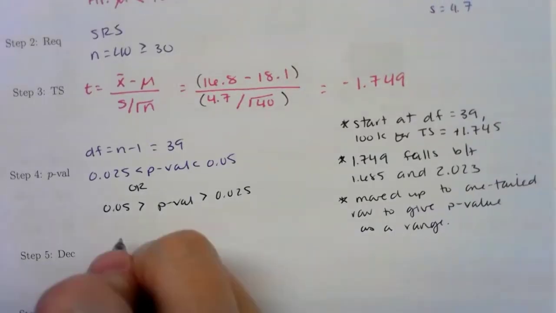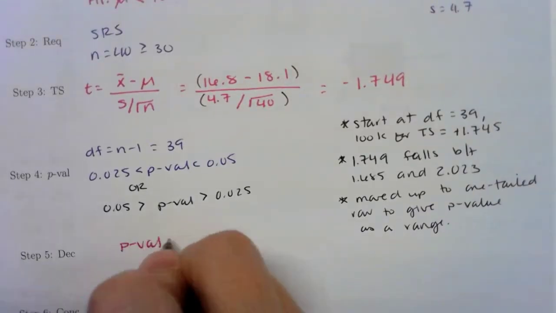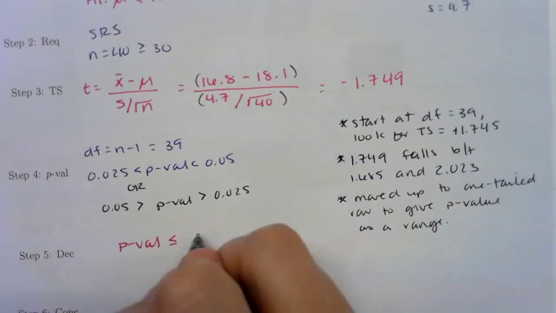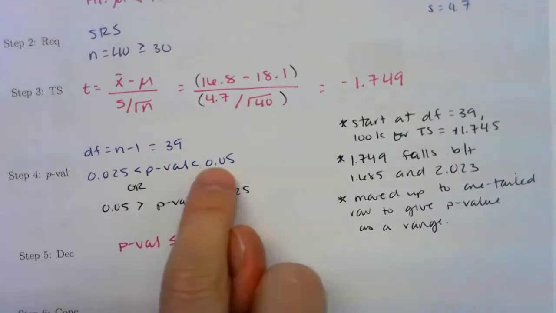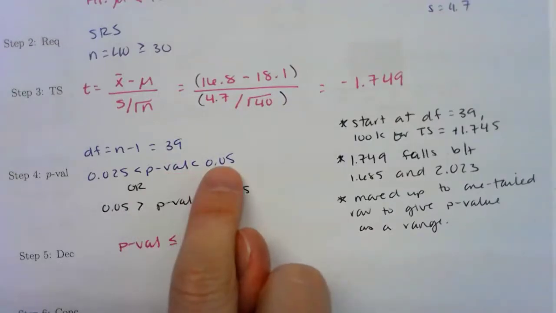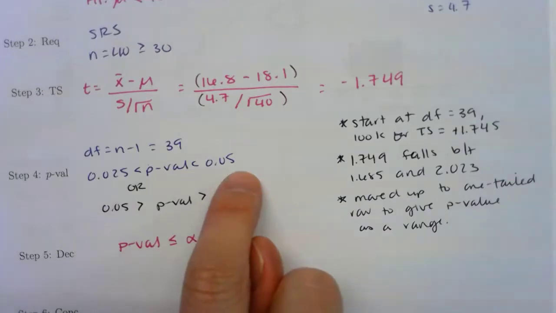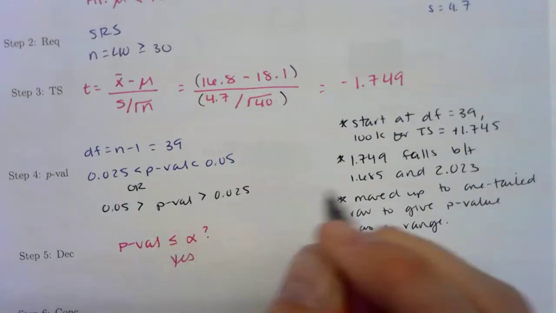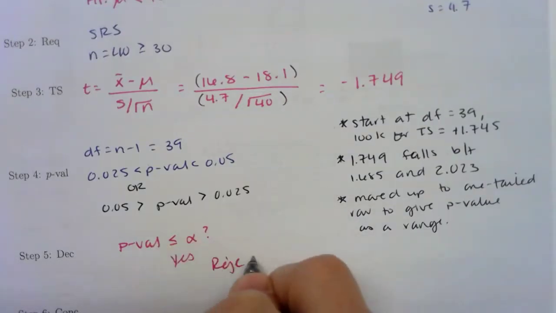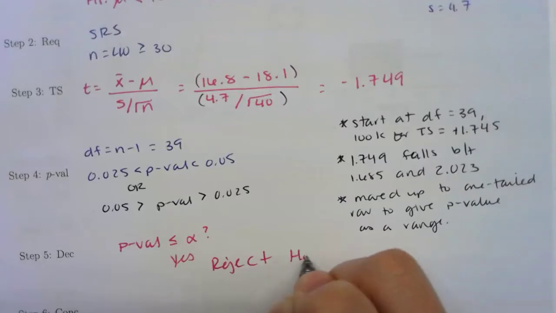We can still make decisions. The question is: is the p-value less than or equal to alpha? Our p-value is somewhere in this range, and we know that alpha was 0.1. If my p-value is smaller than 0.05, I know that 0.05 is smaller than 0.1. So the answer is yes. My p-value is below alpha. I can still reject the null.